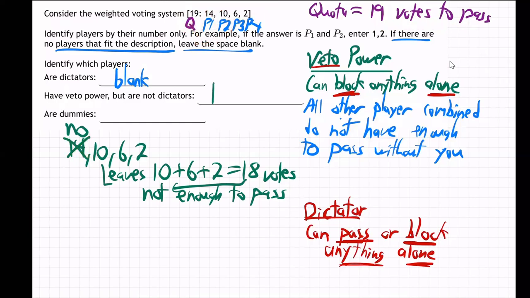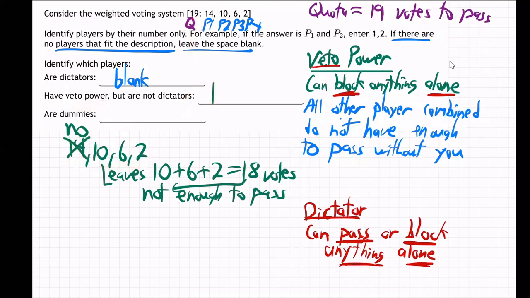Yes, player 1 does have veto power. He alone can say no, and the other players can't get it passed. They only have 18 votes. They need him. He alone can block anything. He alone cannot pass anything. He doesn't have 19 votes. He doesn't have enough to pass anything by himself. He would need somebody else to combine with him. But he alone can block anything, right? If he says no, all the other players only total 18 votes. That's not enough. So player 1 has veto power.